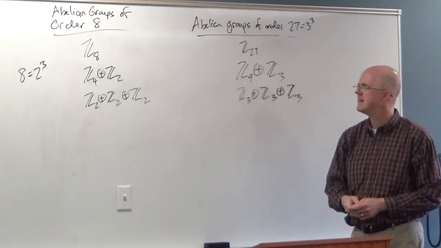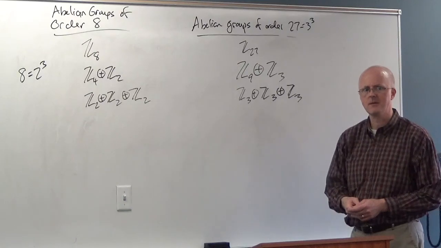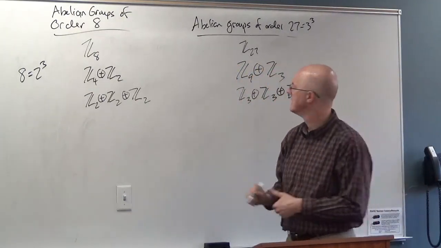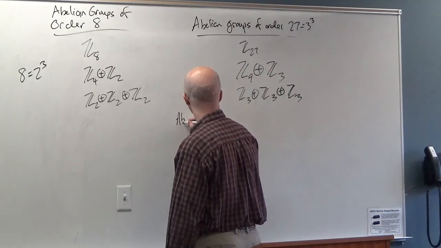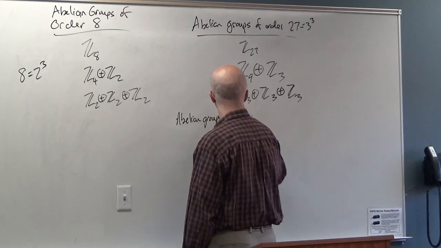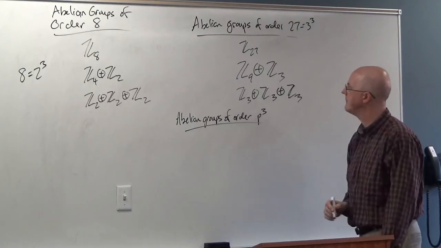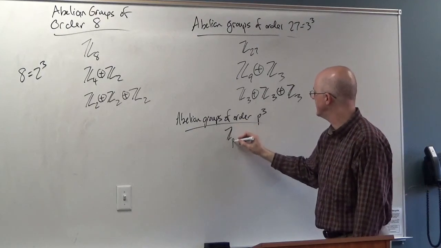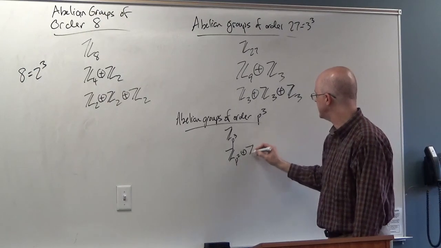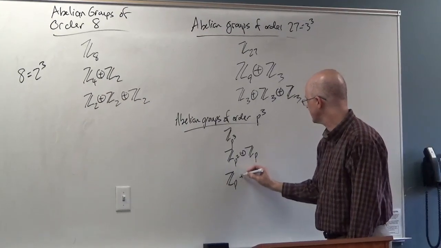You realize for any abelian group of order equal to a prime cubed, there would be only 3 possibilities. Abelian groups of order p cubed, p is prime, would be Z_{p^3}, the external direct product of Z_{p^2} with Z_p, and the external direct product of 3 cyclic groups of order p.